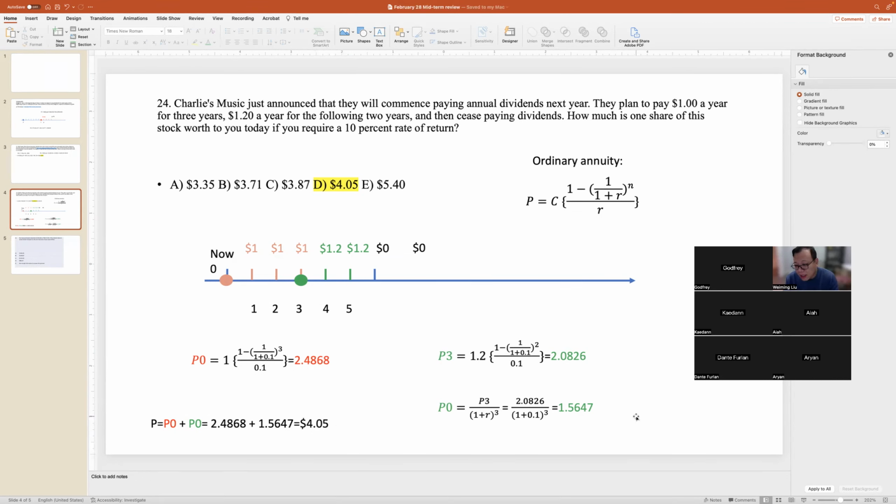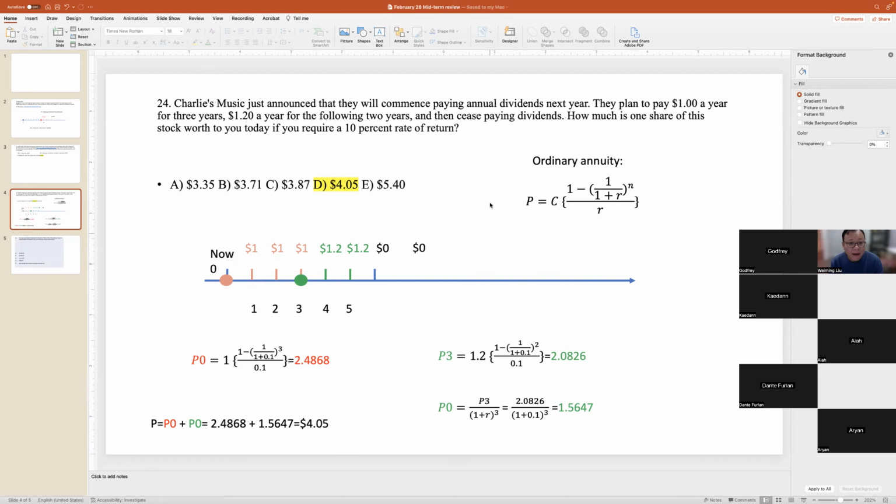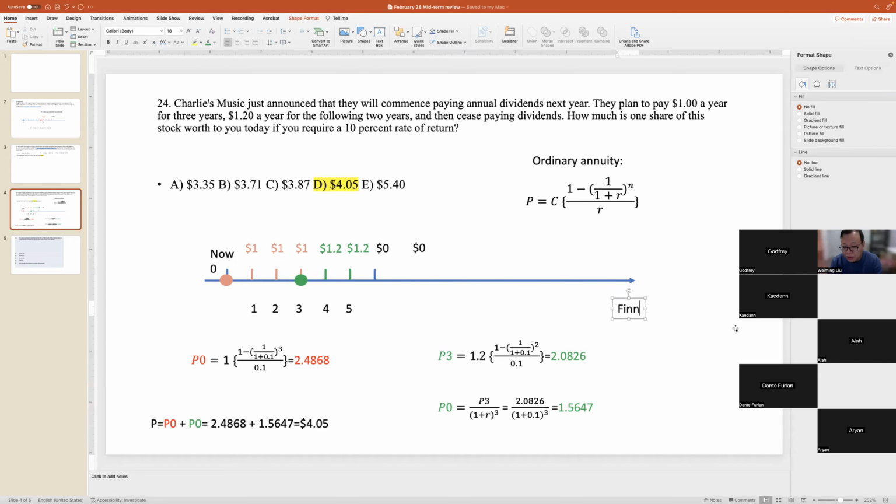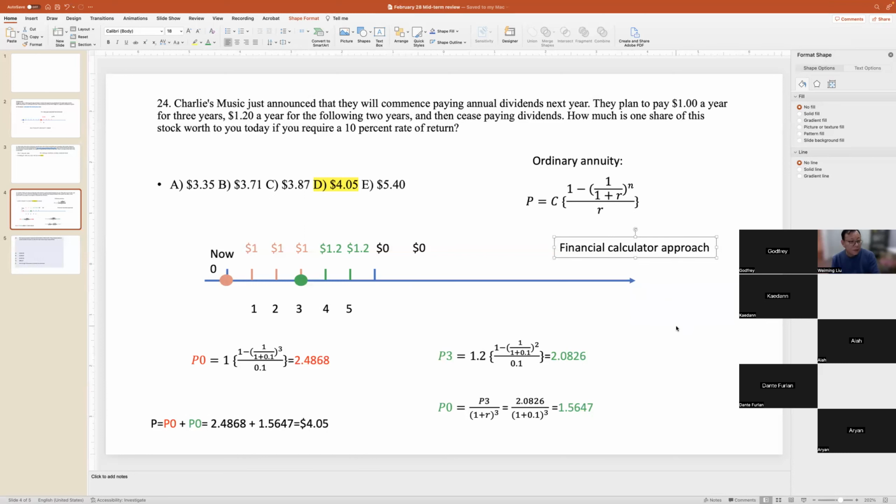Okay, so this is the formula approach. You could also do a financial calculator approach, right? For those of you who know how to do this, would you mind starting to do it? See if you get the same result. Financial calculator approach. If you know how to do this, can you please start working on it? See if you get the same result.